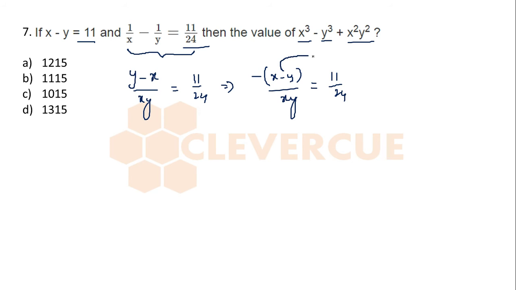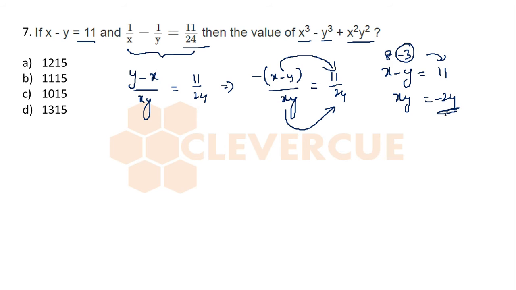Now, if the value of x minus y is 11, then the value of xy has to be minus 24. Here, x minus y is equal to 11 and xy is equal to minus 24. Now, if you see, the value of x will be 8 and the value of y will be minus 3, so that 8 plus 3 will be equal to 11 and 8 into minus 3 will be equal to minus 24.